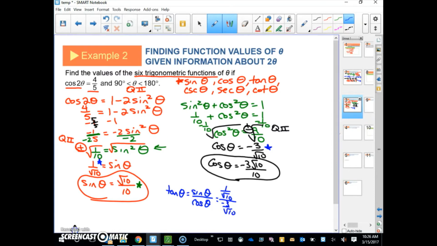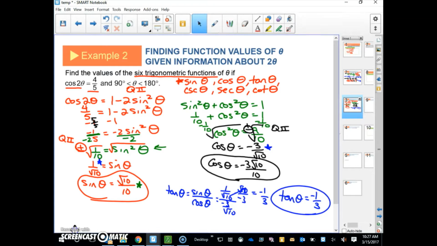I think it's easy to see what's going to happen. Square root of 10s are going to cancel. If you multiply by the reciprocal, square root of 10 over negative 3, you're going to see those square root of 10s cancel out. You get negative 1. So tangent theta equals negative 1/3. There are your big three.